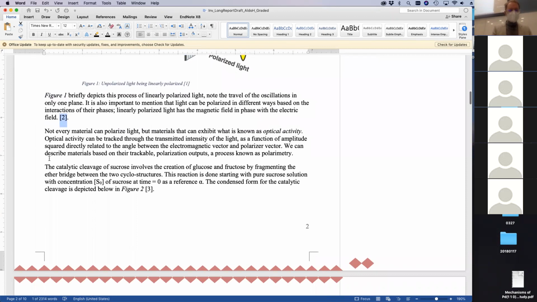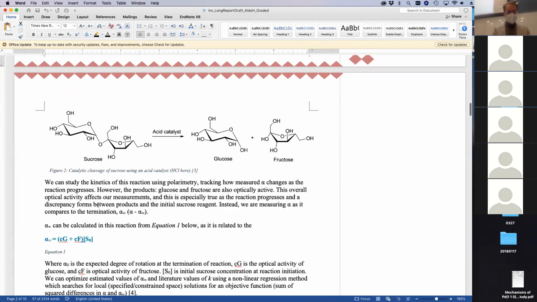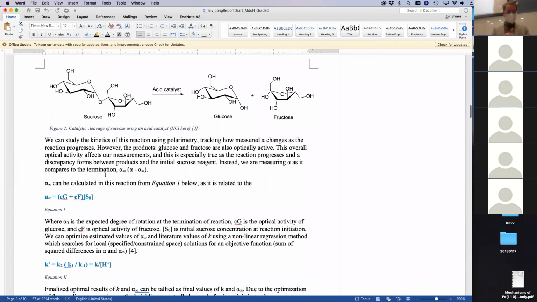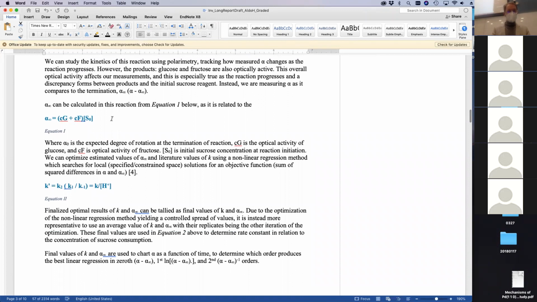Okay, so then they also give some background information about the system that they're studying, which involves the catalytic cleavage of sucrose. They include a figure illustrating the chemical reaction, showing all of the stereochemistry. And then finally, they give a little bit of theoretical background about how the results are interpreted. So they give the fundamental equations that you need, the definition of alpha infinity, and then also an equation of how the rate constants in this type of experiment are related, how they can be defined.